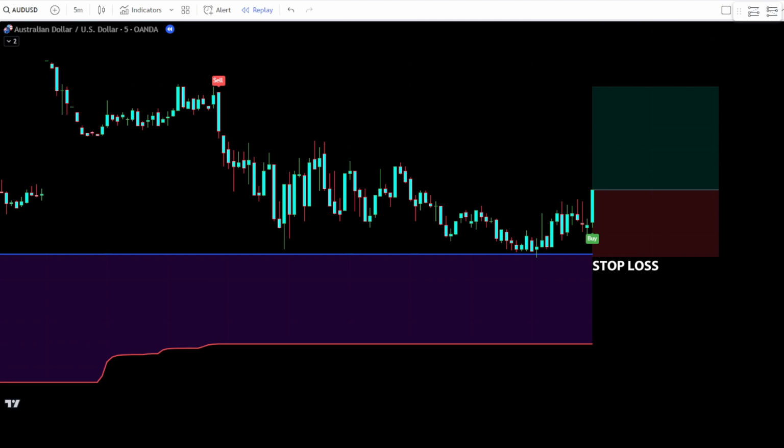Place the stop loss at the last swing low. Use a take-profit target with a risk-to-reward ratio of 1 to 1.5.